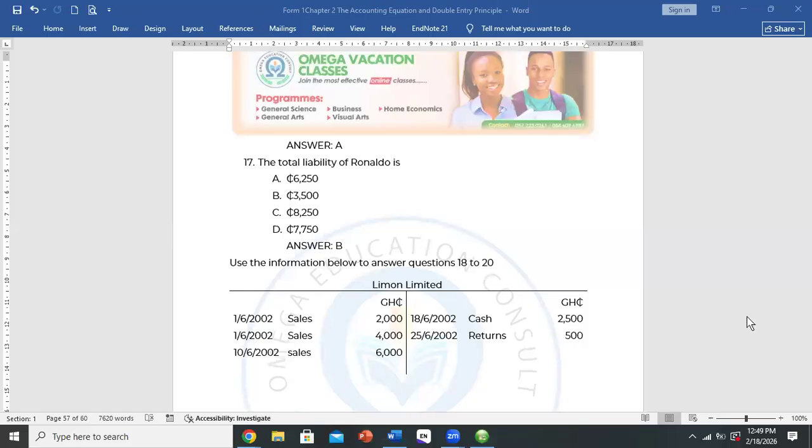So let's do it together using the steps. First step is to calculate the total on both sides. So you add here, you add here. If we do the adding, those with calculators, let me call on Prof. If we add the figures on the debit side, what are we getting?